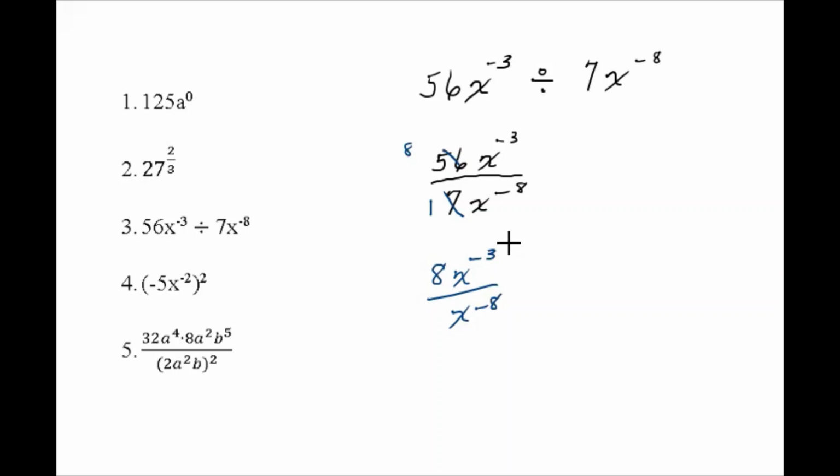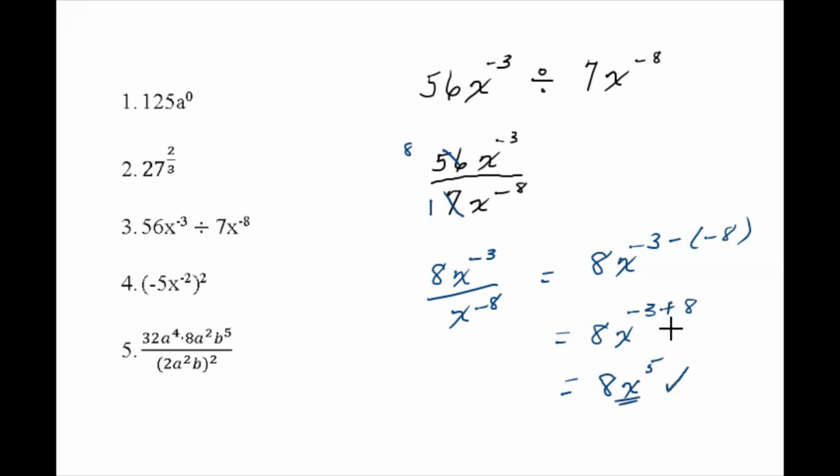Now I can bring this up. So that's going to give me 8x to the minus 3 minus a minus 8. Now I got to be careful here, right? When I'm dividing, I have the same base, I can subtract exponents, but I'm subtracting a minus 8. So then this becomes 8x to the minus 3 plus 8. Right here I have a minus and a minus, so it becomes a positive. So this becomes 8x to the 5th power. And that's my answer.